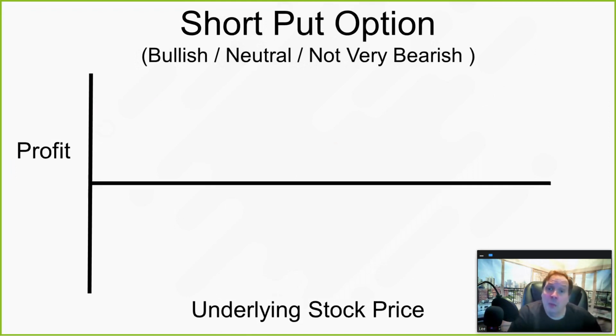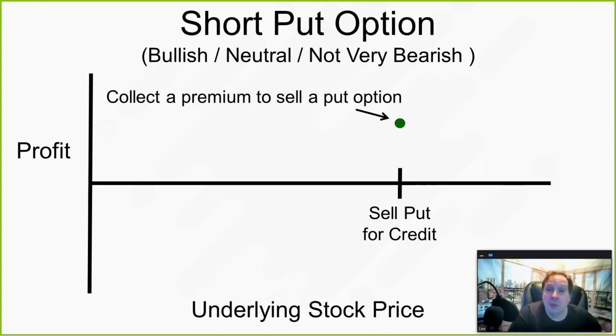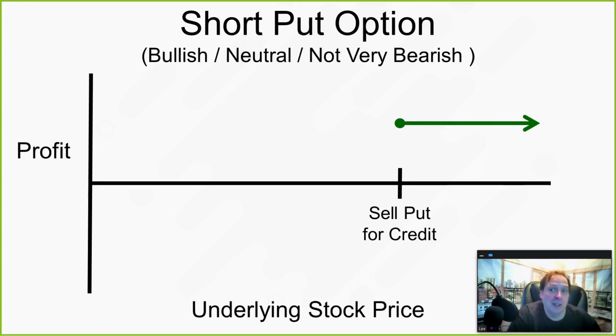So with a long put option, you have theta working against you, but on a short put option, you have theta decay working for you. So on the day that you sell a put option for a credit, you collect a premium to sell that put option. And if the stock price goes up, you get to keep that credit. But if the stock price goes down, you have almost unlimited downside potential.